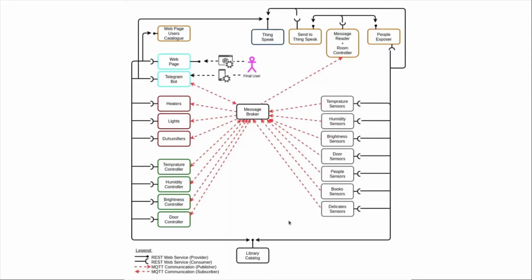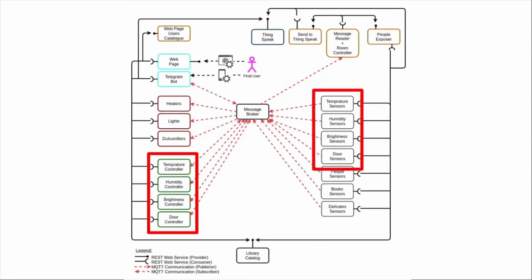Controllers are four different microservices that use the MQTT protocol to interact with other microservices in the IoT system. They are both subscribers and publishers. In particular, the goal is to check values published by the temperature sensor, humidity sensor, brightness sensor, and the door sensor. And if a value published by one of these sensors is out of the correct range, they send an alert to the library admin on the Telegram bot.